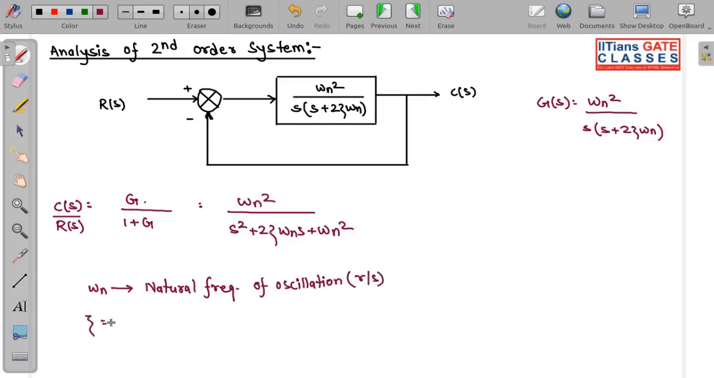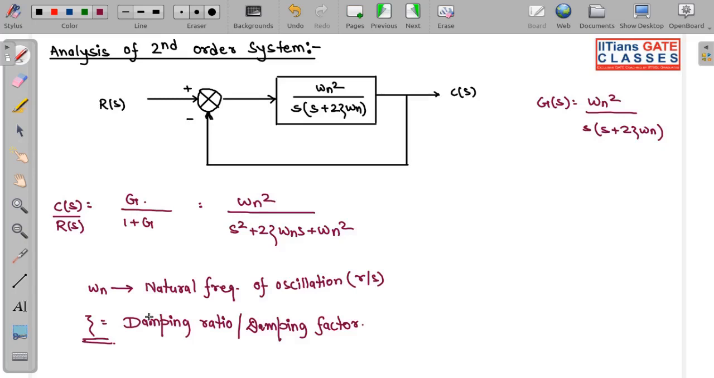Zeta is known as your damping ratio, sometimes also known as damping factor. It is a unitless quantity. Remember, sometimes in your PSU exam it is asked what is the unit of zeta or damping ratio. So you should remember that this is basically a unitless quantity.